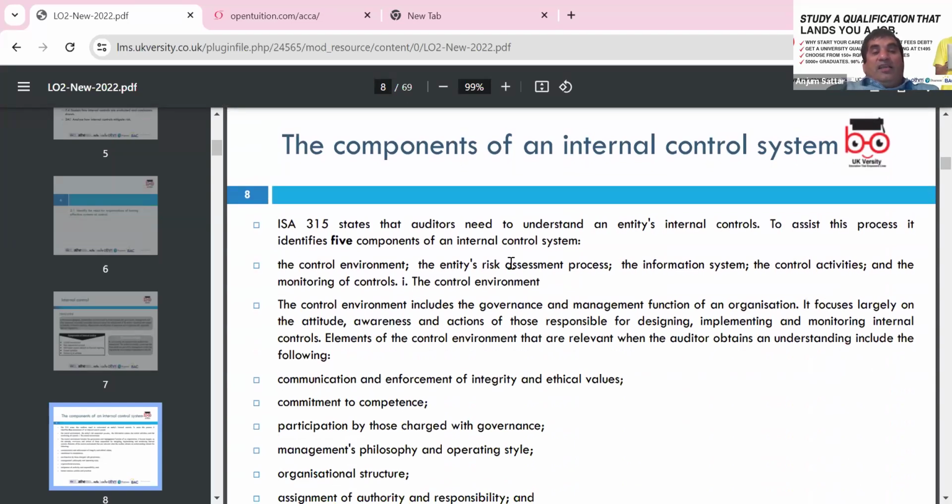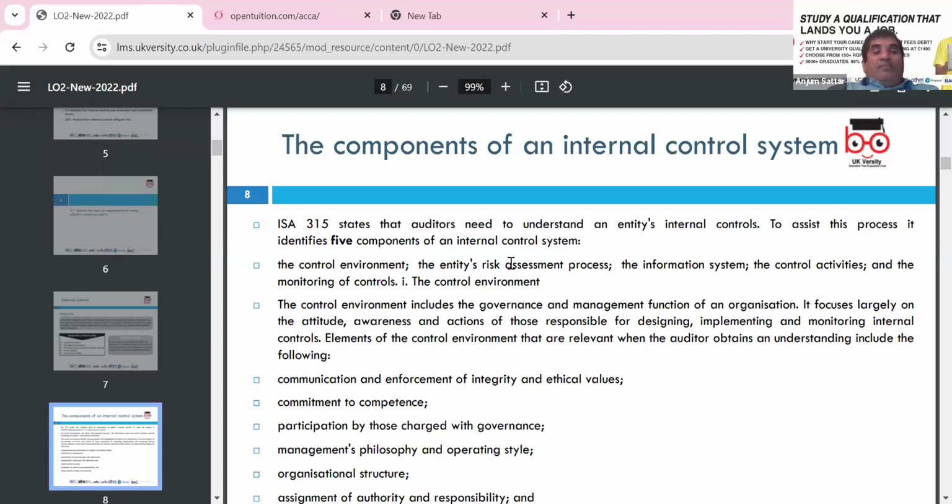So ISA, which is International Standard on Auditing, ISA 315 states the auditor needs to understand the entity's internal control. So the auditor needs to really understand the industry, the environment, the internal control system or the culture of the organization. Then of course we will be better able to review things accordingly.